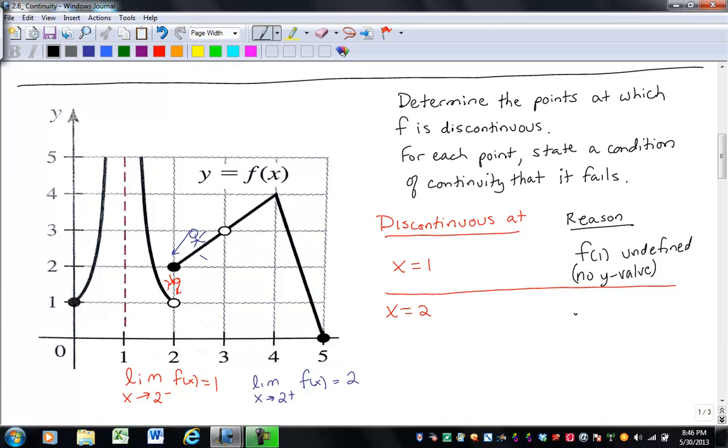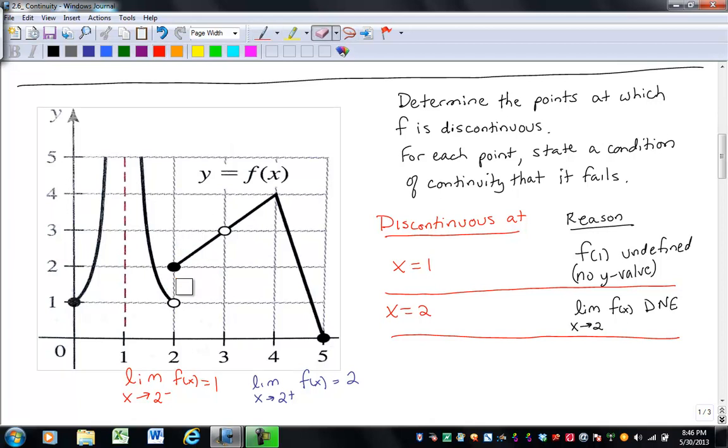So the reason it's not continuous there is because the limit as x approaches 2 of f of x does not exist. So now we stand again on x equals 2, and we start to walk along the graph.